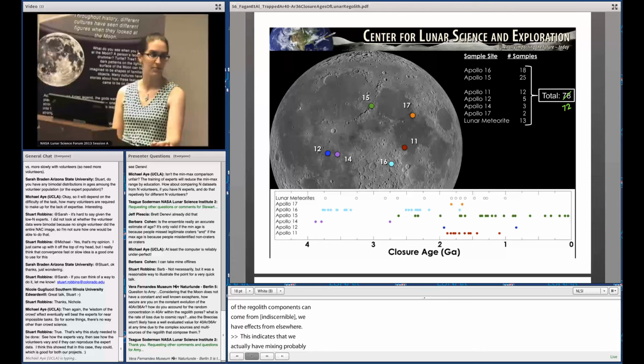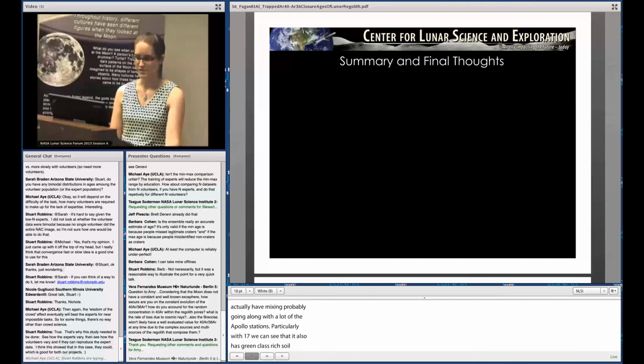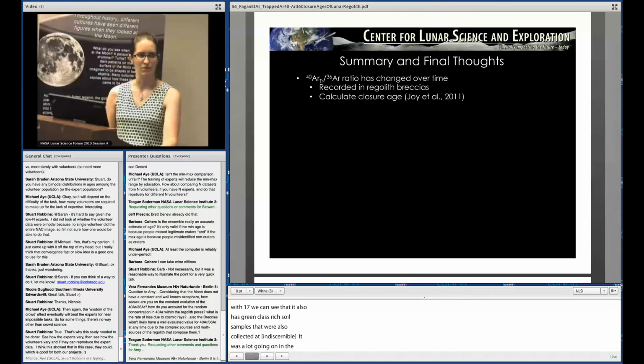Particularly with Apollo 17, we see this also has green glass-rich soil samples that were also collected along a massif beach. There's a lot going on in these samples that we might not have really focused on in great detail for a while, and I think we should go back and look at them.